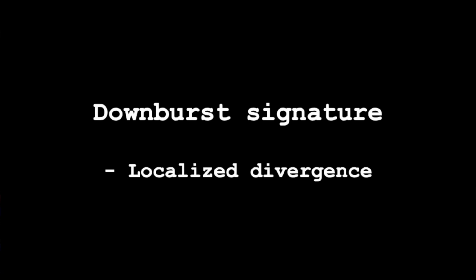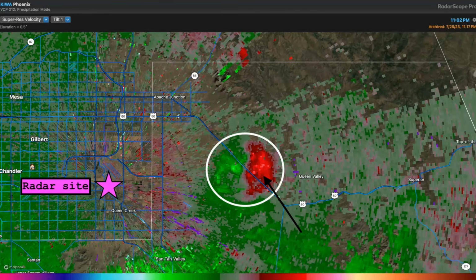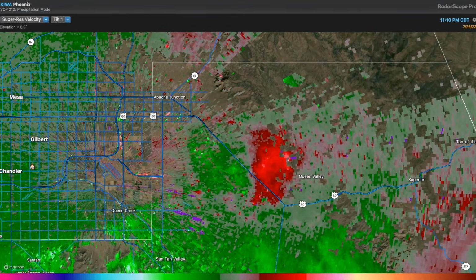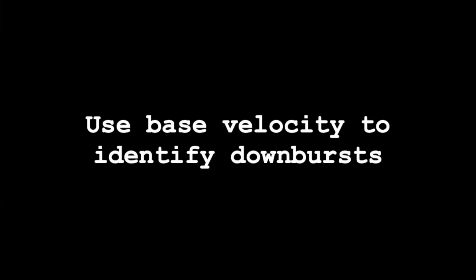The first of these is a downburst signature. As the strong winds within a downburst reach the surface, they spread out both toward and away from the radar. Therefore, downbursts are accompanied by localized divergence signatures in velocity data, within which an area of enhanced outbound velocities lies adjacent to and on the far side relative to the radar of an area of enhanced inbound velocities. The areas of enhanced inbounds and outbounds tend to spread apart from one another and weaken with time. Base velocity should be used to interpret downburst signatures, unlike rotational signatures, which are best analyzed via storm relative velocity.